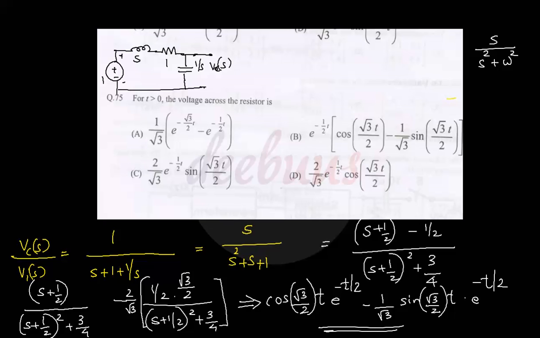Now checking options, it turns out to be B, right. e^(-t/2) is constant, multiplied by cos(√3 t/2) minus 1/√3 sin(√3 t/2).